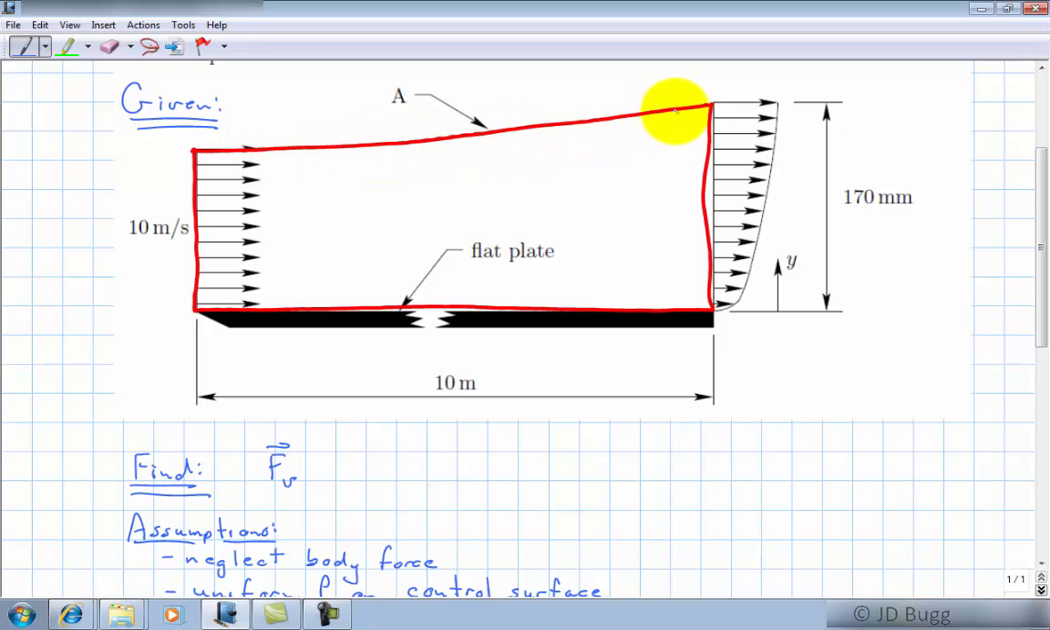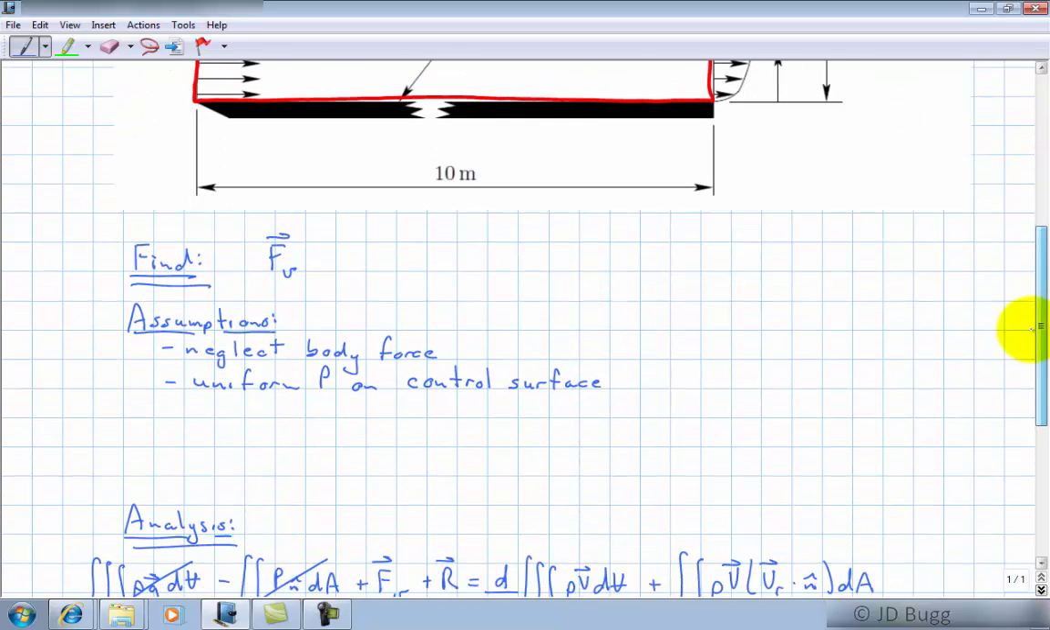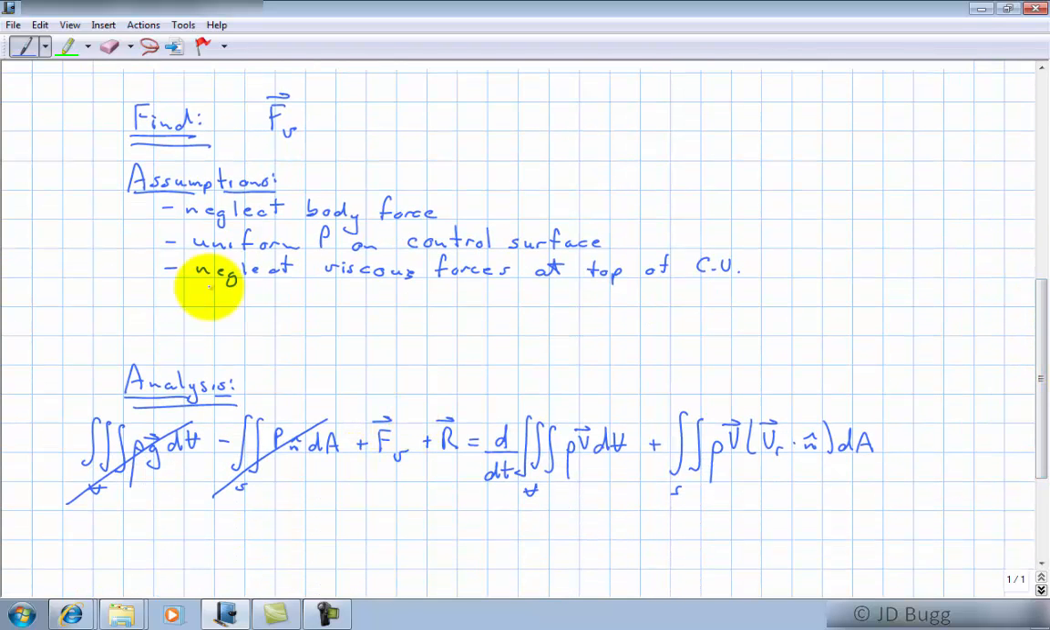We're also going to assume there's no viscous force out here. This is a streamline of the flow, so it is possible that there's a tiny bit of viscous force there if the velocity just outside is different than the velocity just inside, but compared to the viscous force down on this plate, that's going to be very small. So we're going to neglect viscous forces along the streamline. We'll put that in the assumptions list: neglect viscous forces at top of control volume. In terms of our equation, we certainly keep that in there, but when we solve for that, that's going to be the viscous force on the plate.